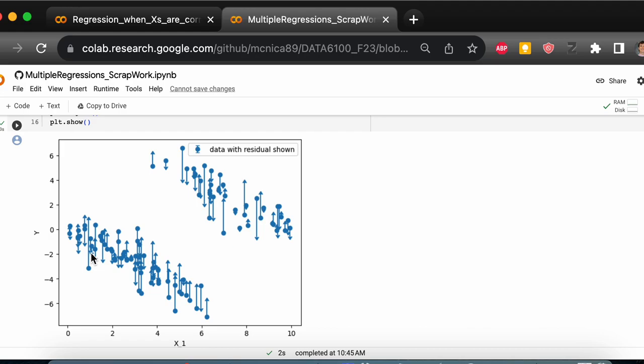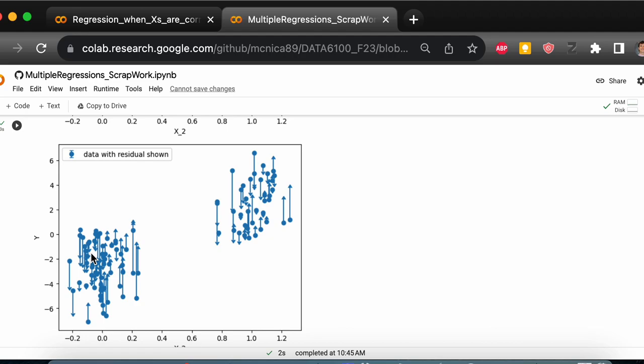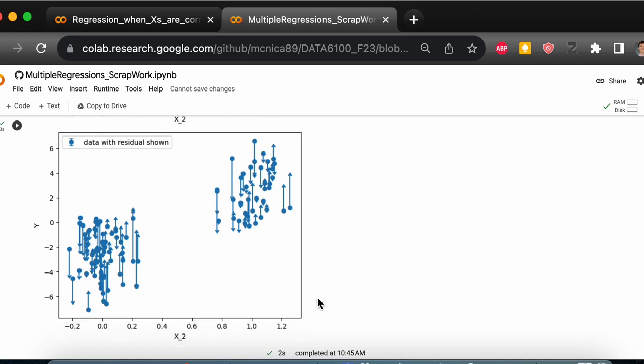I'm going to show you the same thing for X2. So here is X2, and I'm going to start with the pictures. Here is X2 versus the residual. Same idea as before, the blue triangles tell you the predicted value, and the blue circles tell you the real value, and you can see what they look like. So we're still kind of in the two blobs.